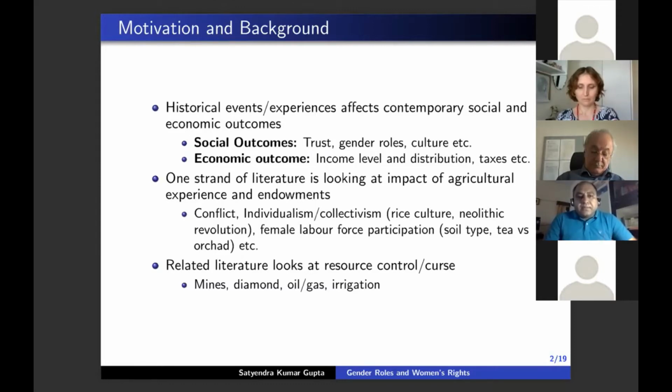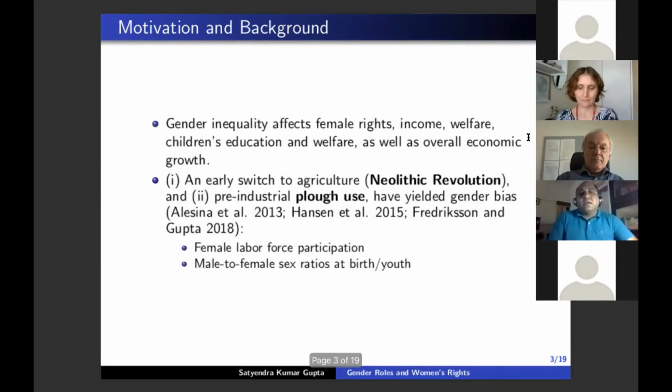Then another variable that has been used in the literature is the Neolithic revolution, that's related again to agriculture or the use of plow. So these are a few of the variables that have been used in the past. In this study, as I said earlier, we are looking at how irrigation can explain the gender roles in society. Why are we looking at irrigation?